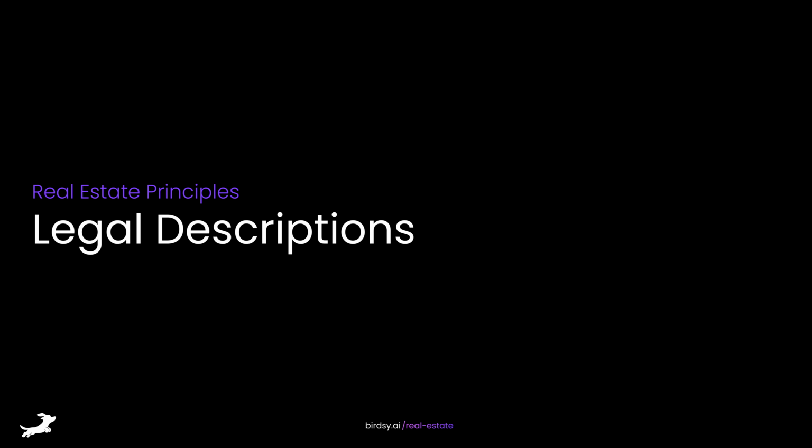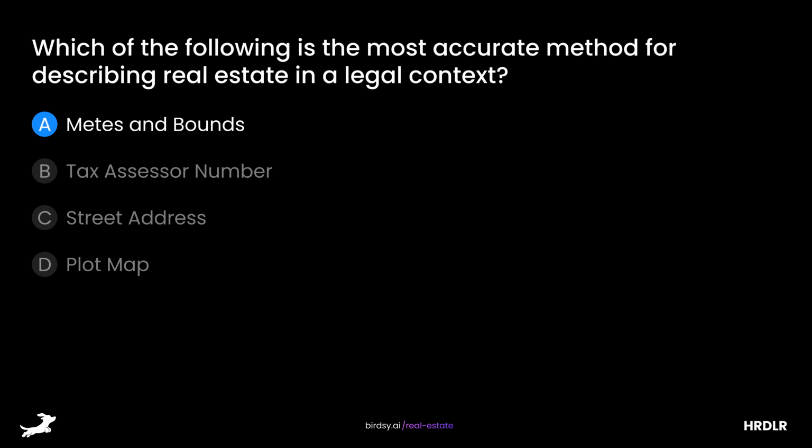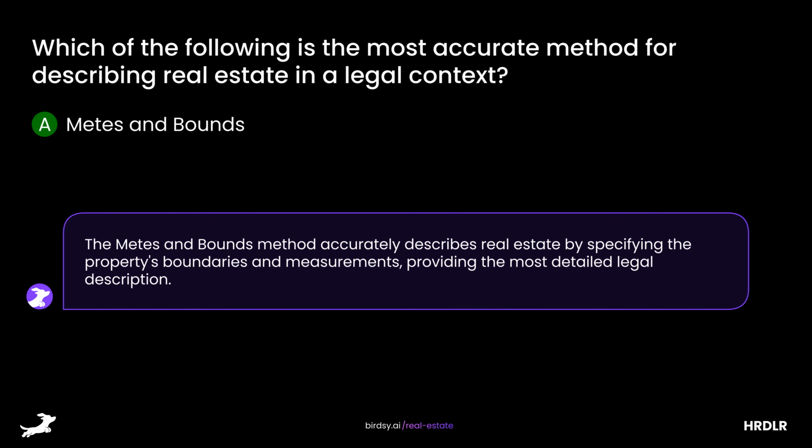Legal descriptions. Which of the following is the most accurate method for describing real estate in a legal context? Is it A, meets and bounds, B, tax assessor number, C, street address, or D, plot map? The answer is A, meets and bounds. The meets and bounds method accurately describes real estate by specifying the property's boundaries and measurements, providing the most detailed legal description.